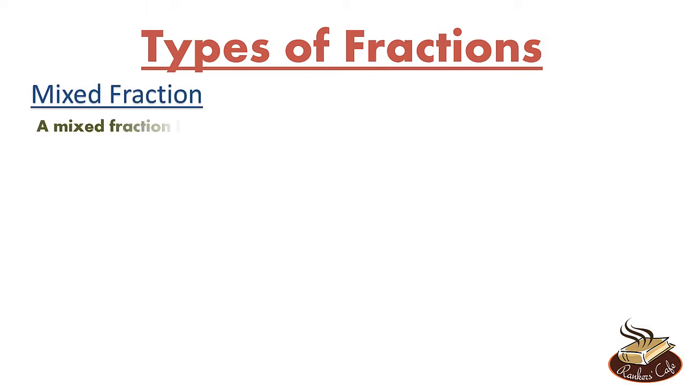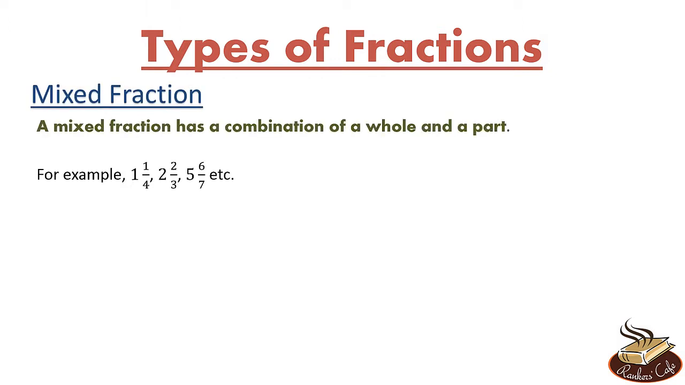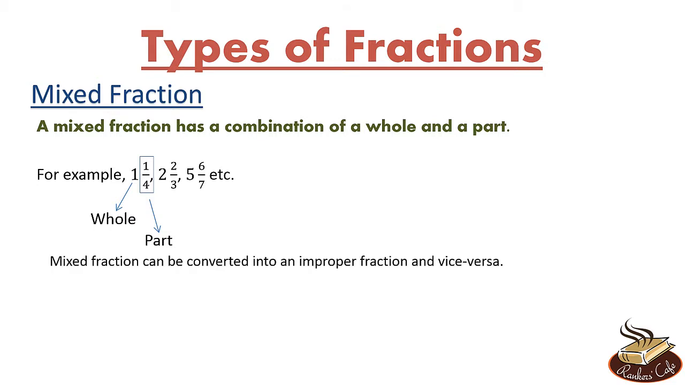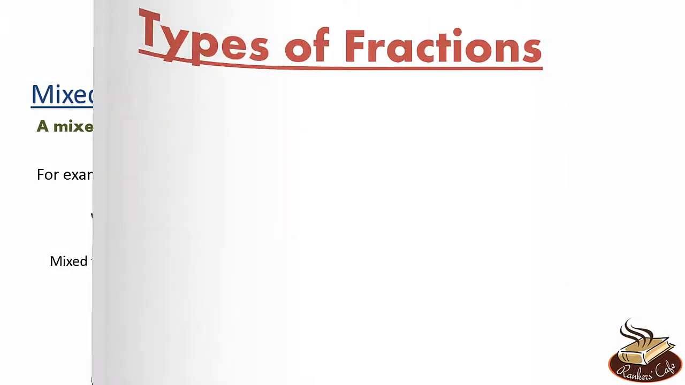A mixed fraction has a combination of a whole and a part. For example, 1 1/4, where 1 is the whole and 1/4 is the part, 2 2/3, 5 6/7, etc. Note that a mixed fraction can be written as an improper fraction and vice versa.